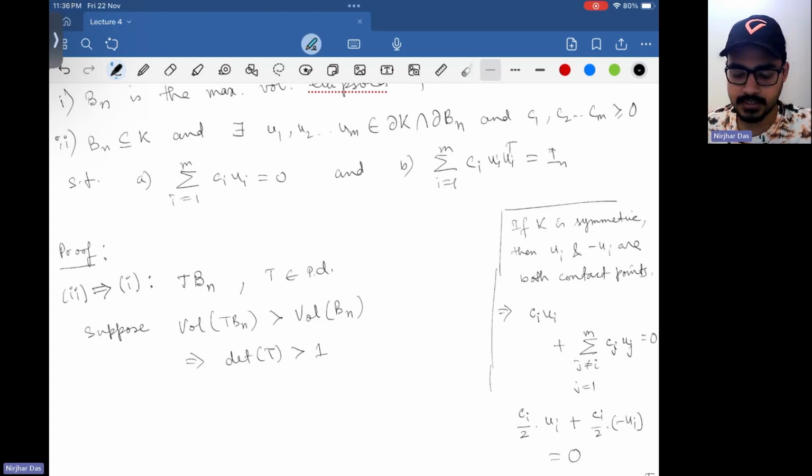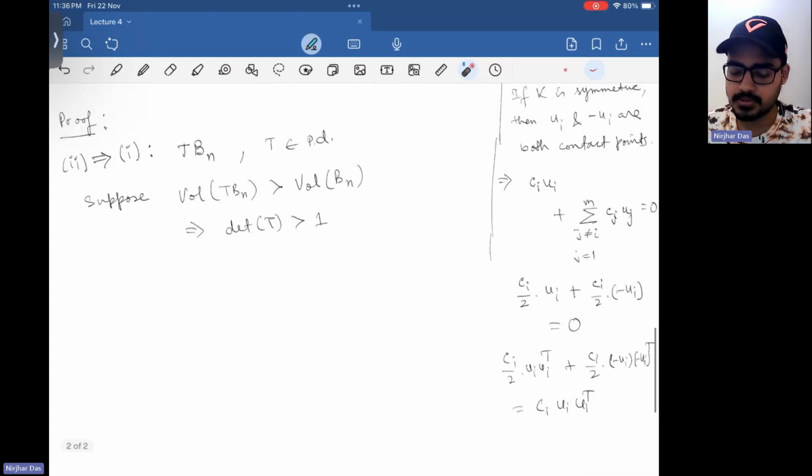Now note that why should we consider only ellipsoids that look like T Bn? Like why shouldn't we add a translation parameter b? So the general ellipsoid is b plus T of Bn. But here we are just considering T of Bn because note that the convex body is symmetric, so if we have the ellipsoid at a position whose center is not at the origin, then in that case the volume cannot be maximum.